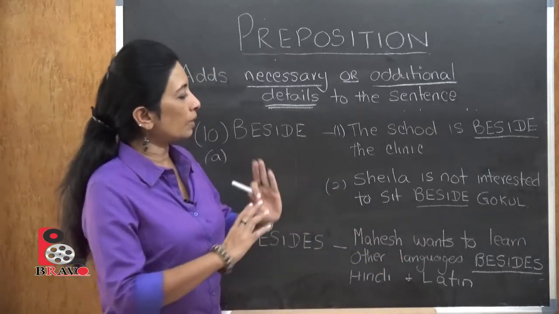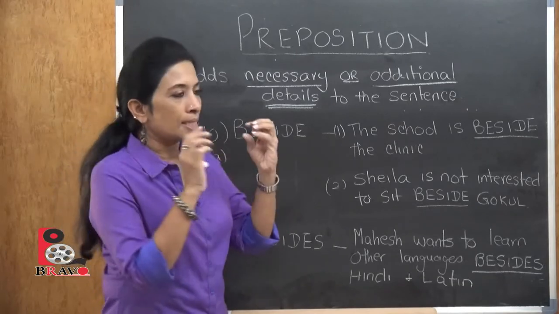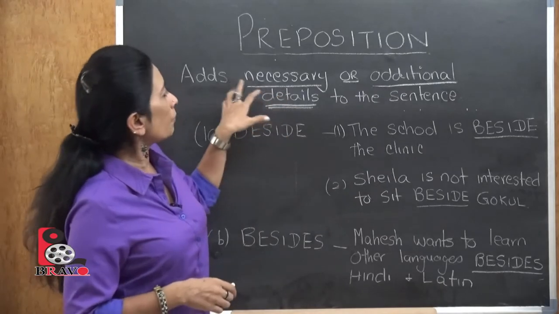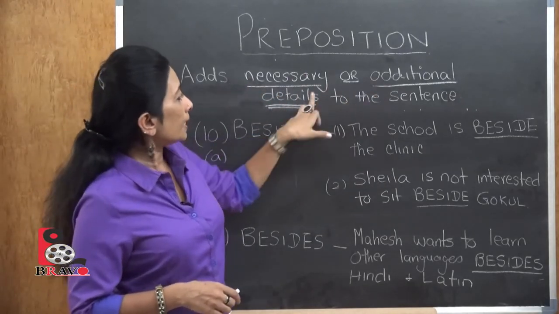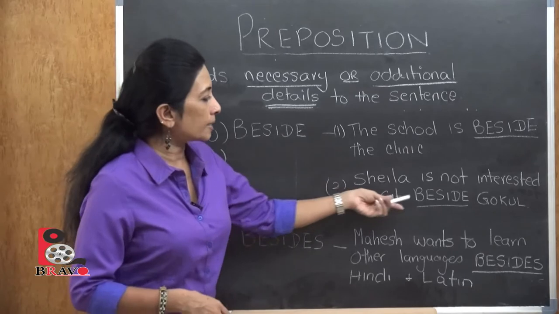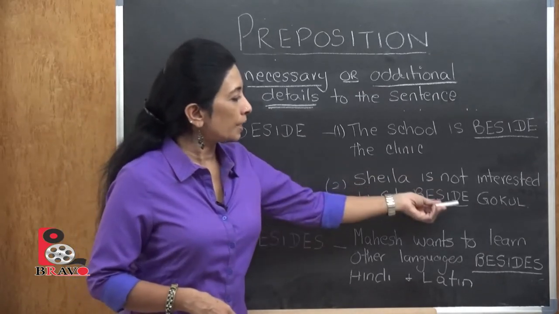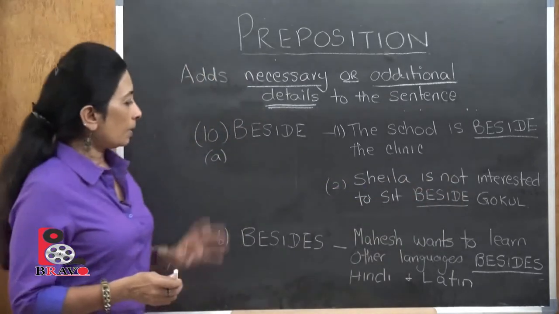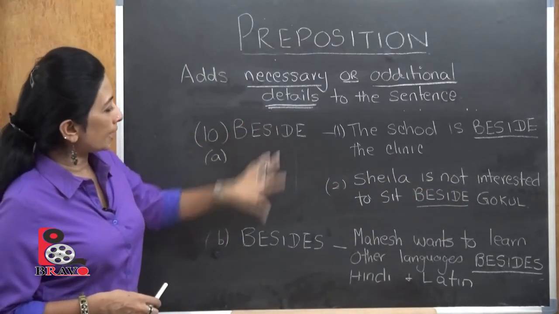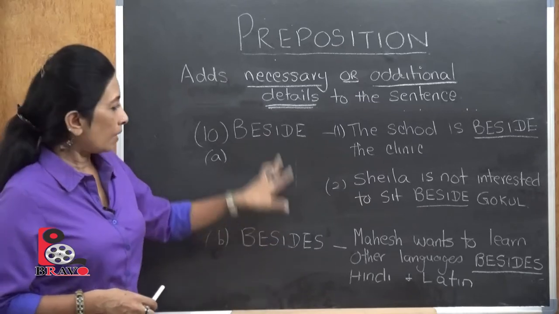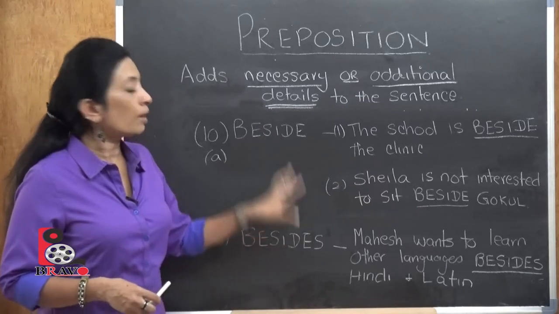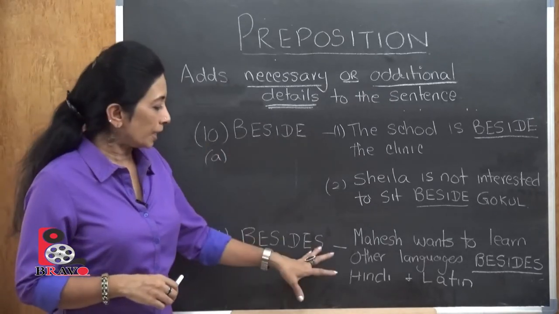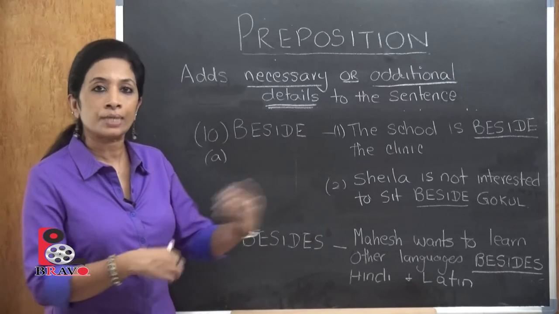But as I said to you, in English you have such simple words which are elaborated too. So in here, as I said before, it adds additional or necessary details to the sentence. So this adds an additional, better word to say Sheila is not interested to sit beside Gokul. Now there is a little confusion because there is beside and besides. Don't mistake this for the plural of beside. It is not so. It has the same sound with an additional s, but the meaning changes drastically.